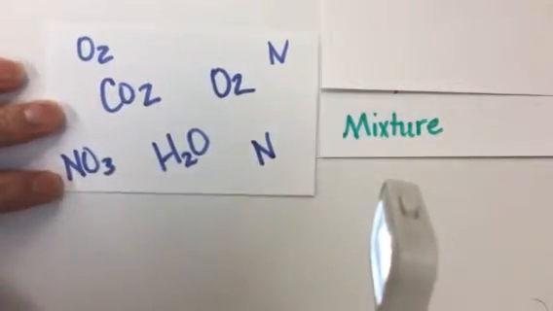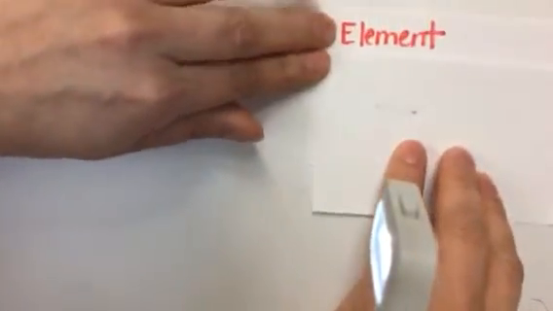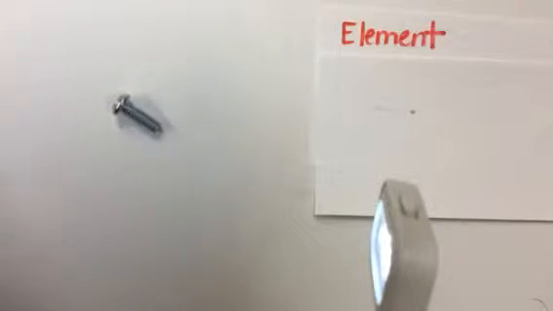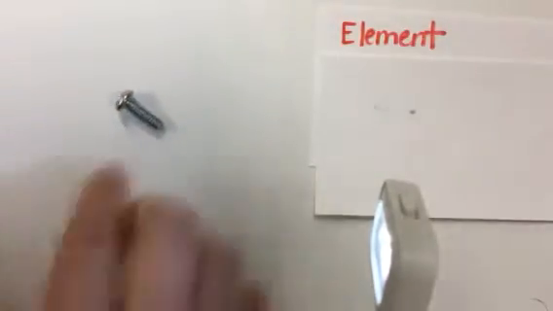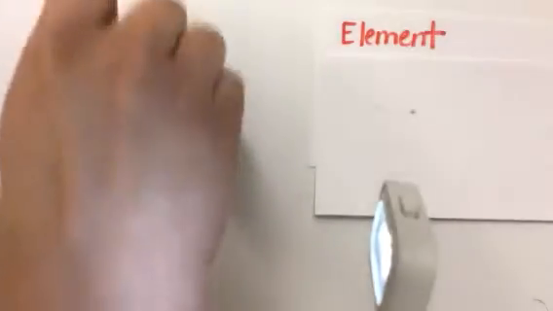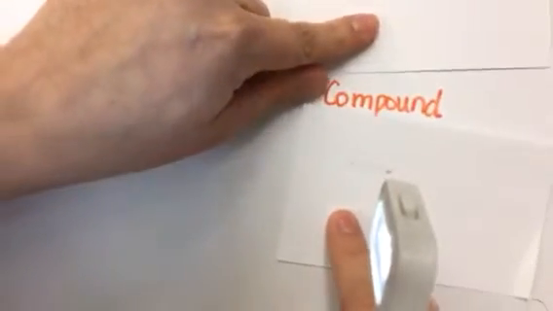Okay, so let's look at this a different way. Let's go back to element. Here I have the element bolt. You see that there's one of them. So that is your element bolt. Just as this would be your element paperclip, this would be your element washer, and this would be your element nut.